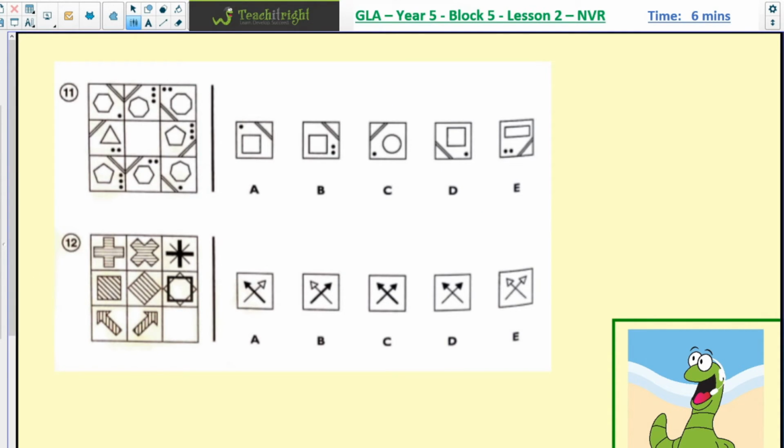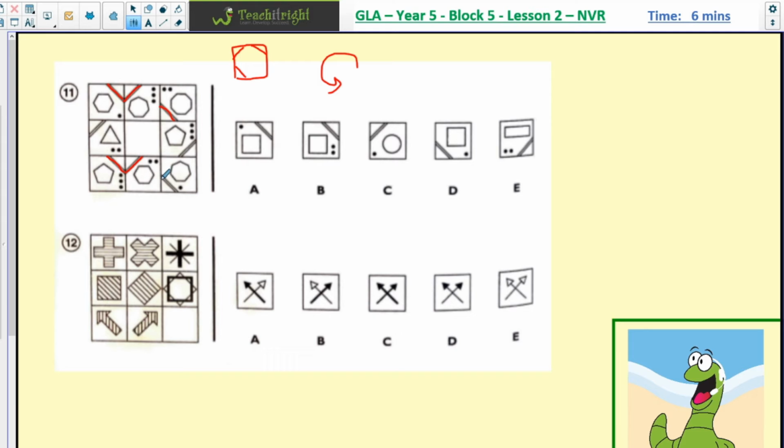Right, on to 11 and 12. So I'm going to start with these lines in the top hand side. So that is top right, then top left, then bottom left. So if I was to draw it, it's gone from here to here to here. So I can clearly see it's rotating around in this direction. So let's apply that same rule to the bottom.